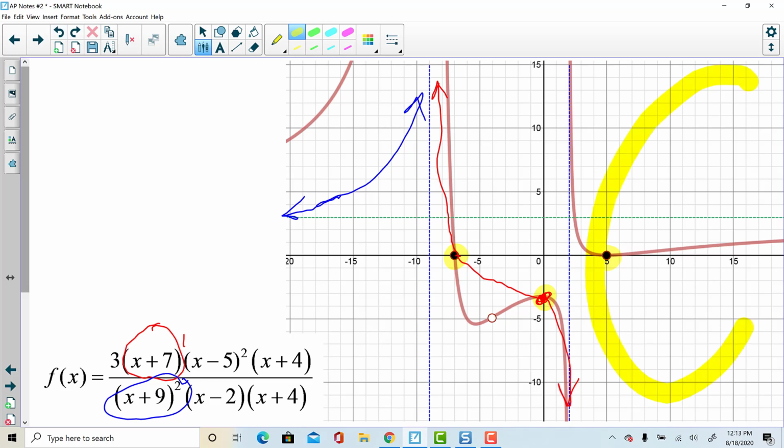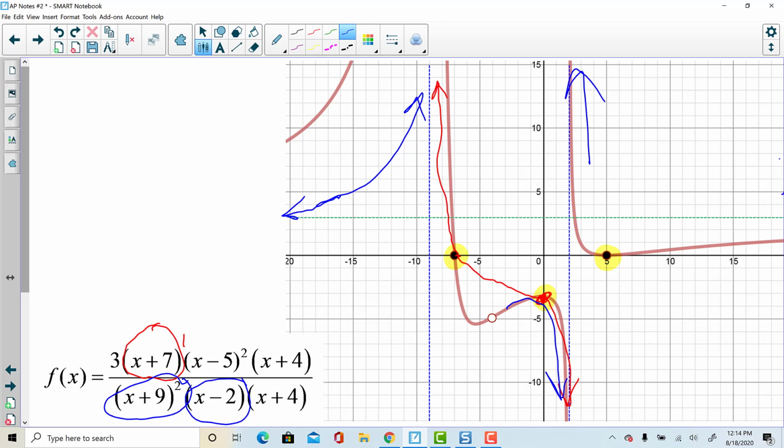Now for the graph on this side, what I want to do is look at the vertical asymptote associated with 2. You'll notice it's an odd power. An odd power means if one side goes down, like this one, then the other side is going to have to go up. So we should draw this one going up on this side.